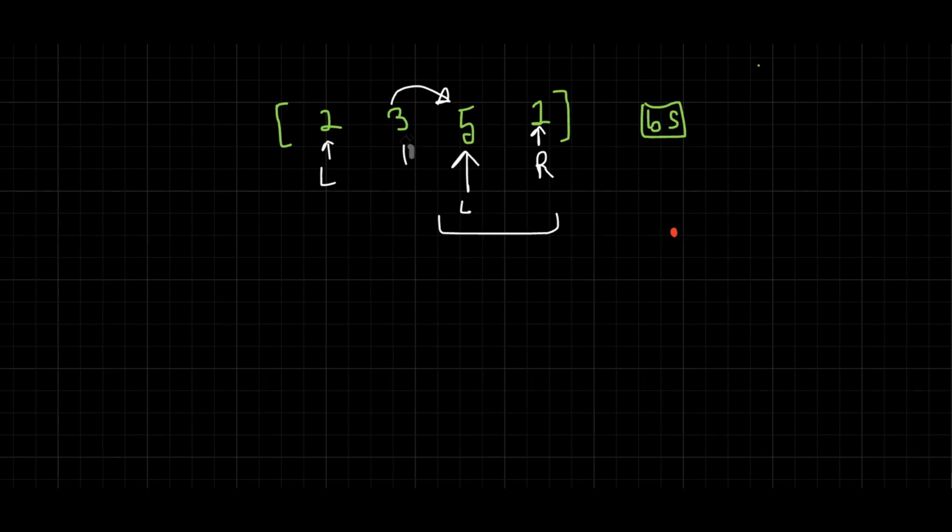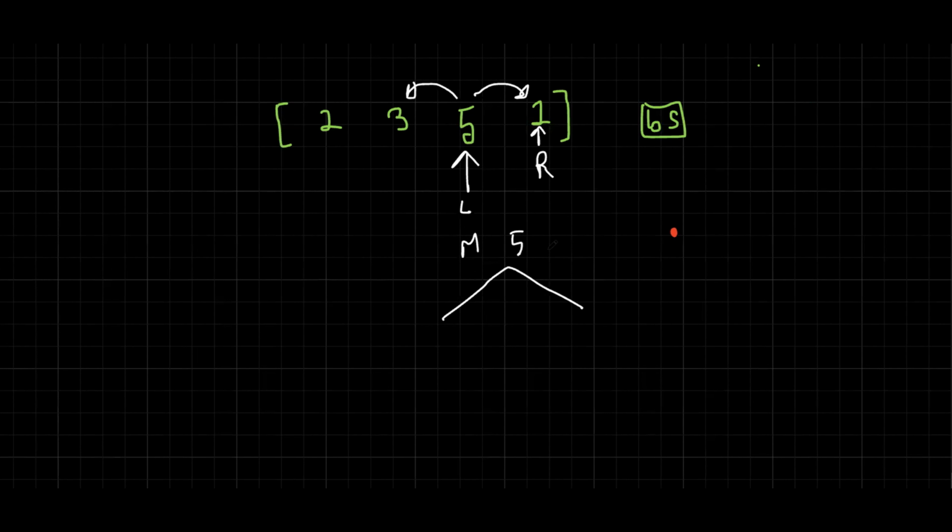Now, our left pointer is pointing at 5 and the right pointer is pointing at 1. So what is the mid? Suppose, let's say, mid is pointing here. Now we can see that the value of the mid is 5. So here, 5 is greater than 3 and 1. So we can see that 5 is definitely greater than 1 and 5 is definitely greater than 3. So 5 is a peak element.